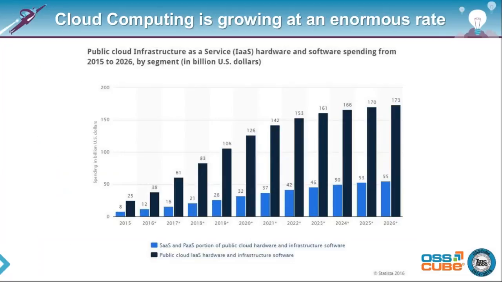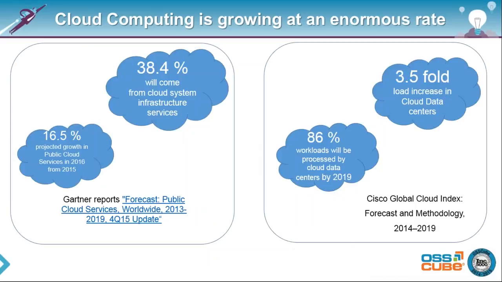Let's have a look at this graph. It shows how public cloud infrastructure has been increasing and what the projected trend is. As you can clearly see, the trend is rising at an enormous rate and is set to rise for the next few years. Let's have a quick look at some of the figures that show the enormous rise of cloud computing. The growth in public cloud computing from 2015 to 16 has been projected at around 16.5%. And of this, 38.4% will come just from infrastructure services.